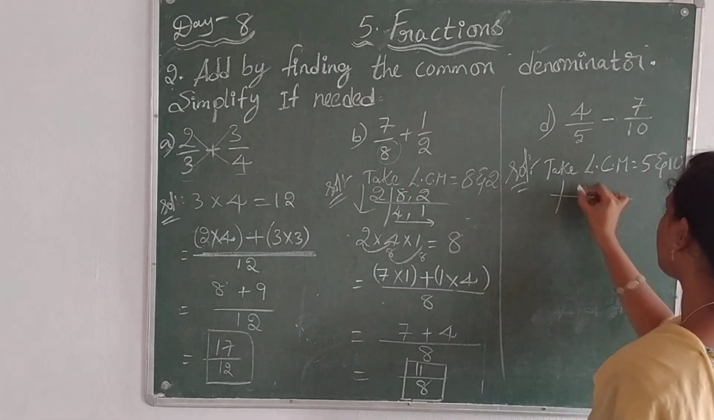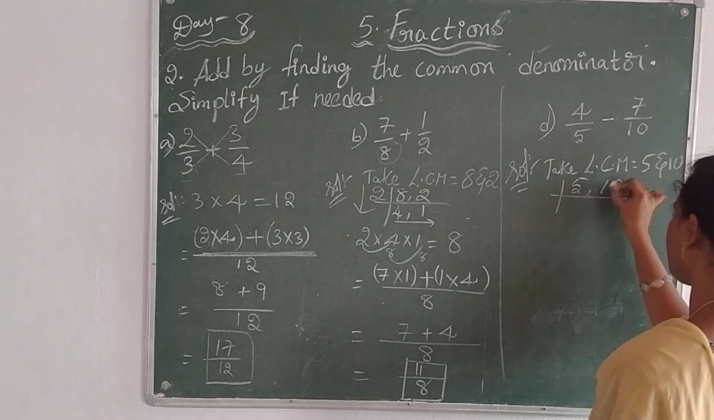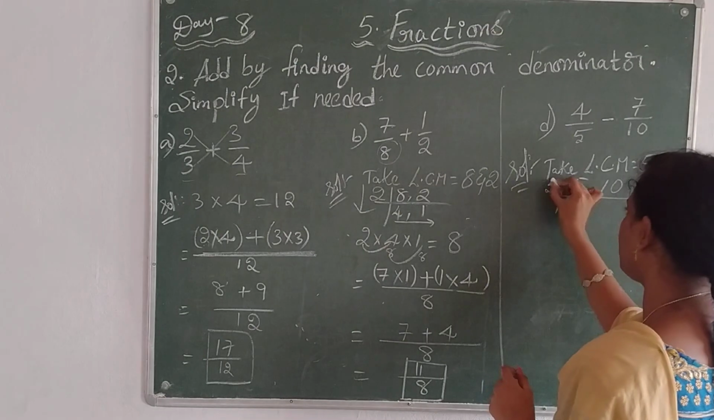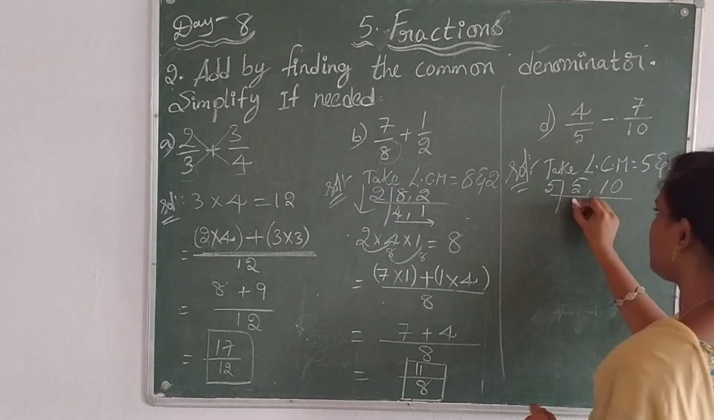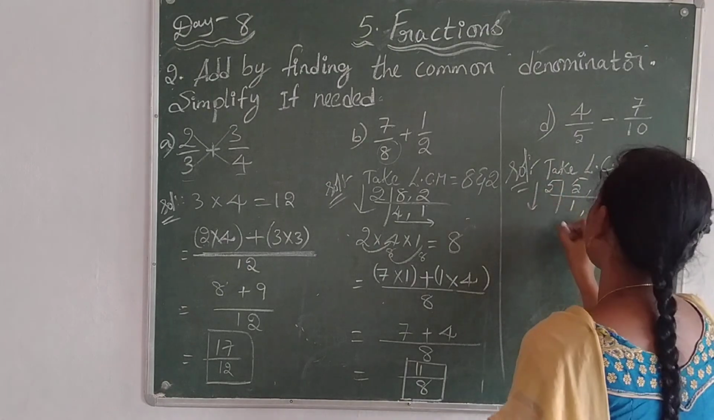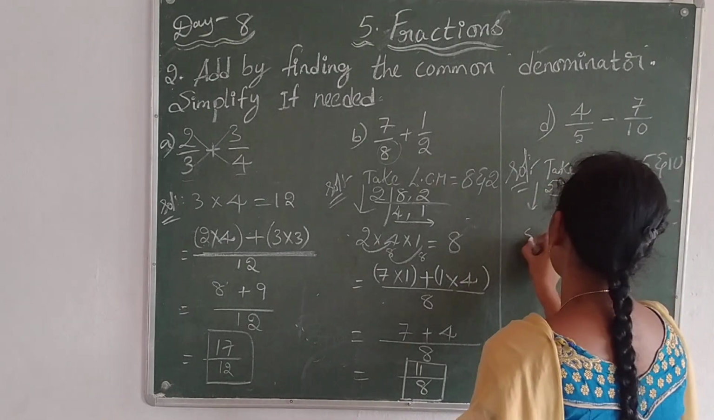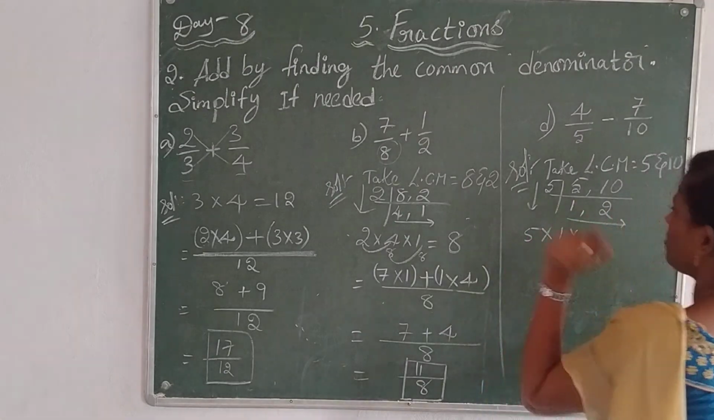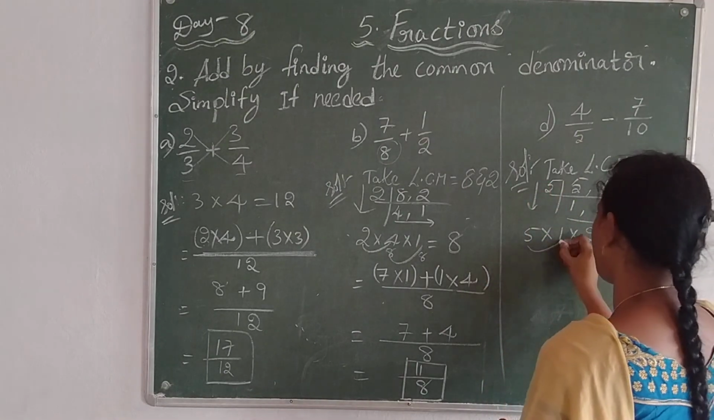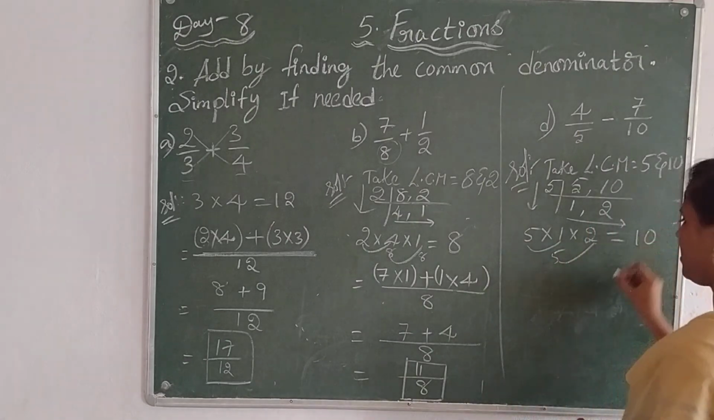Let's take 5 and 10. Which table is cancelled in these two numbers? 5 is cancelled. 5 how many times cancelled here? 1 time. 5 how many times cancelled here? 2 times. Let's multiply these numbers: 5 into 1 into 2. Equals 5 1s that is 5, 5 2s that is 10.